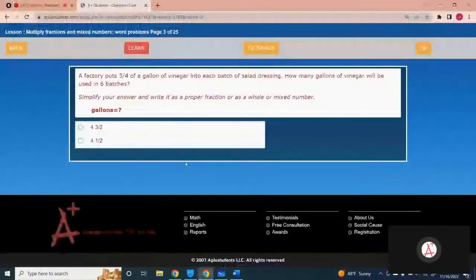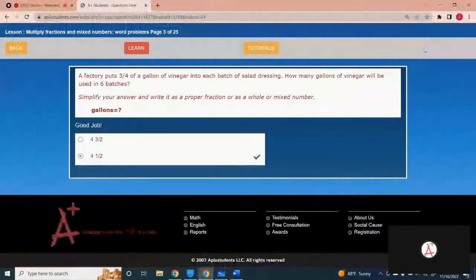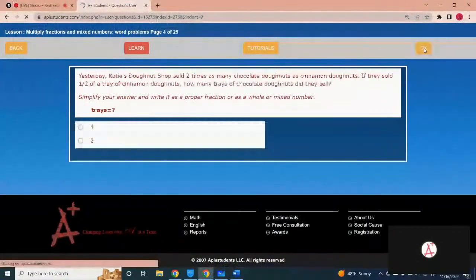Okay, the next one is 4 whole 1 over 2. Next one is, good. The next one is: yesterday Katie's donut shop sold 2 times as many chocolate donuts as cinnamon donuts. If they sold half of a tray of cinnamon donuts, how many trays of donuts did they sell? Chocolate donuts. Okay, so they sold half a tray of cinnamon donuts.